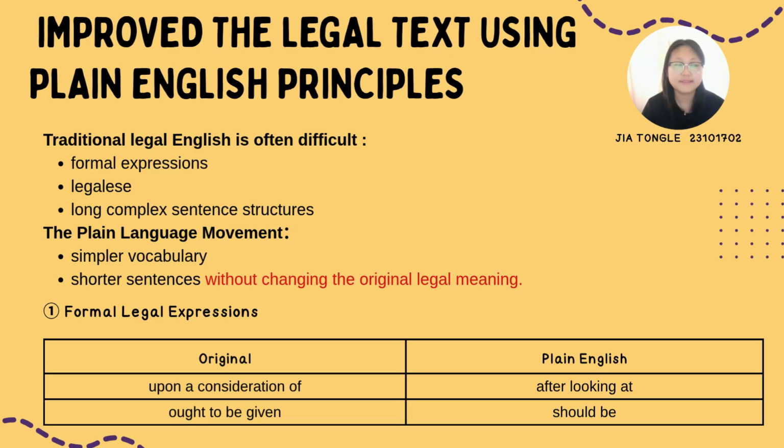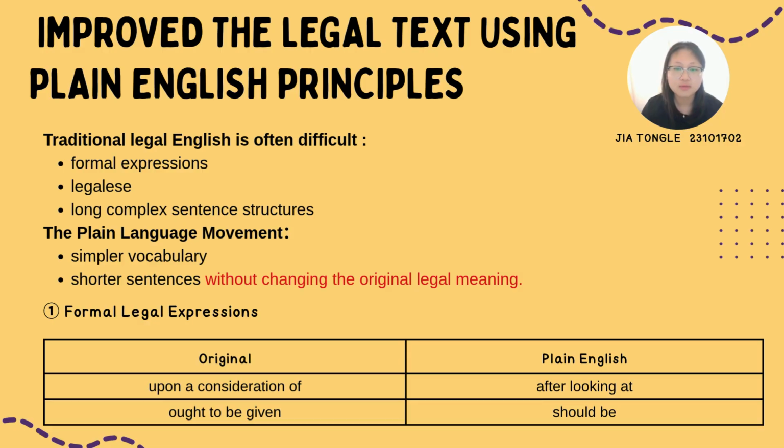Okay, in this section, I will explain how plain English principles can improve legal texts and make them easier for ordinary readers to understand. Traditional legal English is often difficult to understand because it contains formal expressions, legalese, and long complex sentence structures. The plain language movement encourages legal writing to become clearer and more accessible by using simpler vocabulary and shorter sentences without changing the original legal meaning.